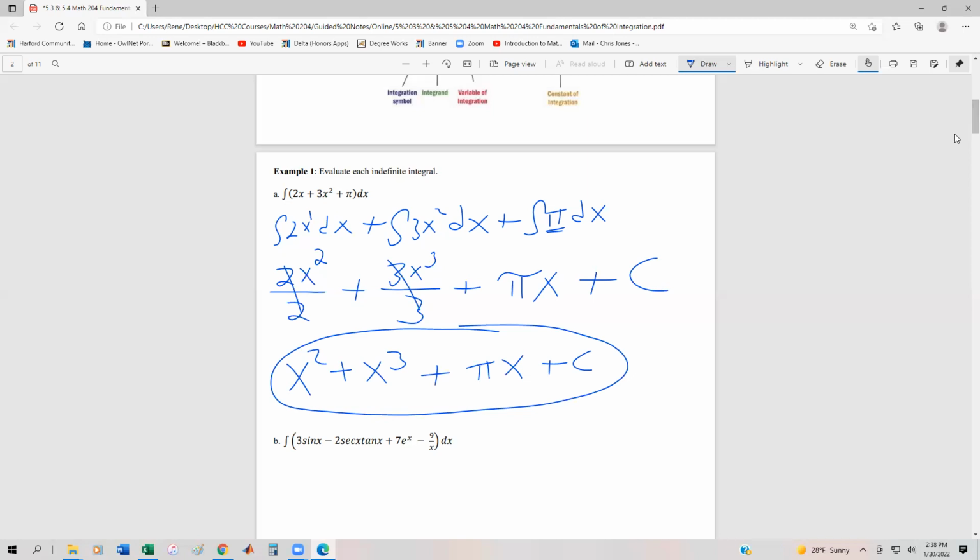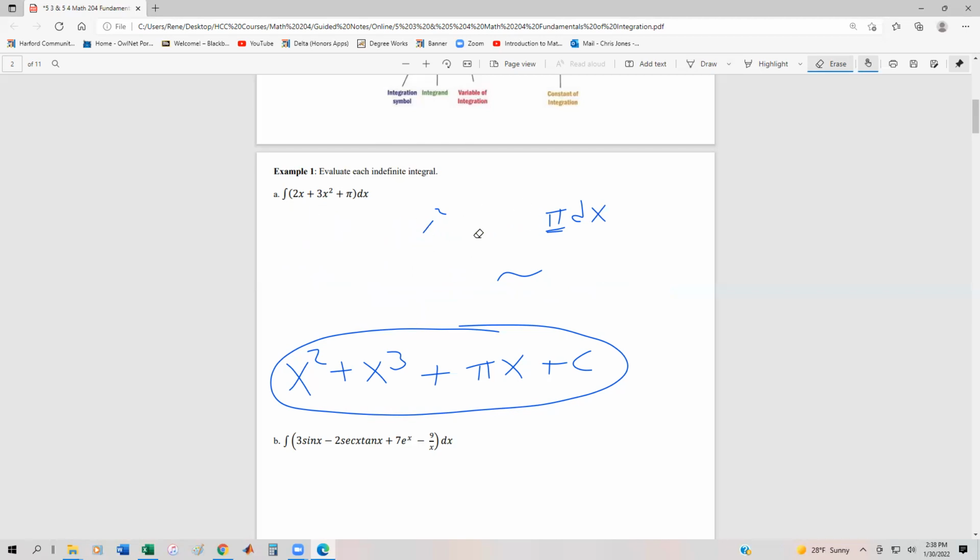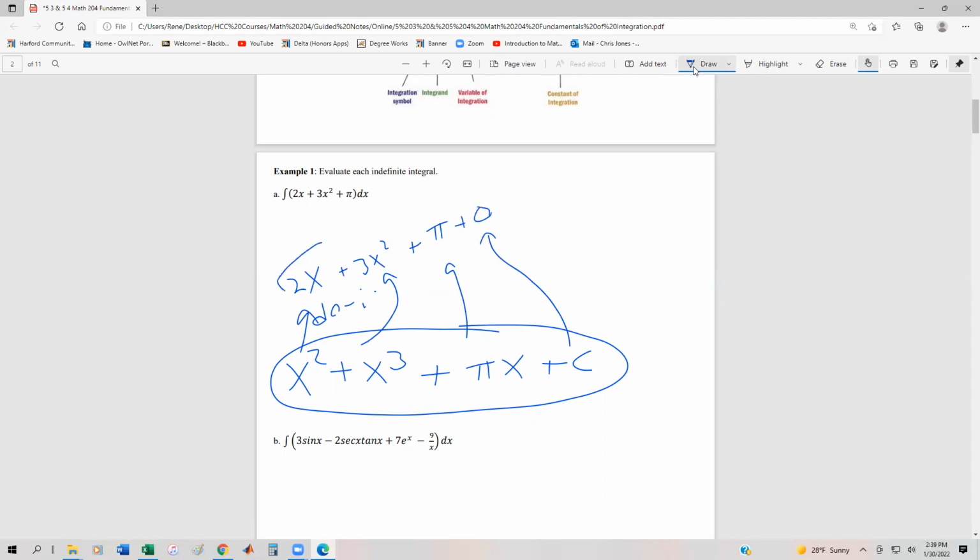If we wanted to check this, we would just take the derivative of this. In fact, this is a really easy one. So just illustrating that we could take the derivative and get back to the original integrand. We know that the derivative of x squared is going to be 2x. The derivative of x cubed is going to be 3x squared. The derivative of pi x is pi. And the derivative of any constant is 0. And notice that this is precisely what the integrand is. So that's how you can check your answers.